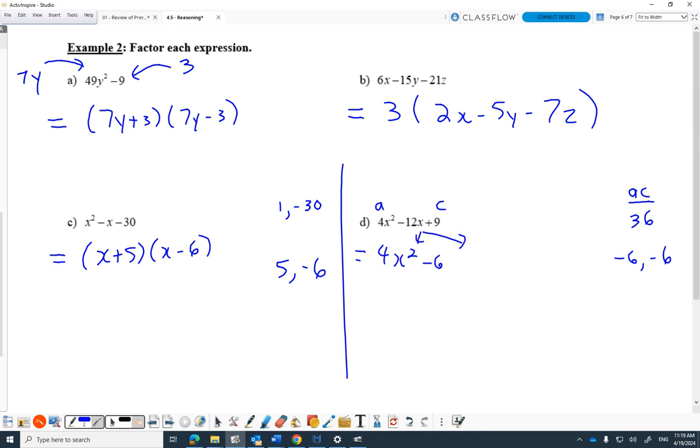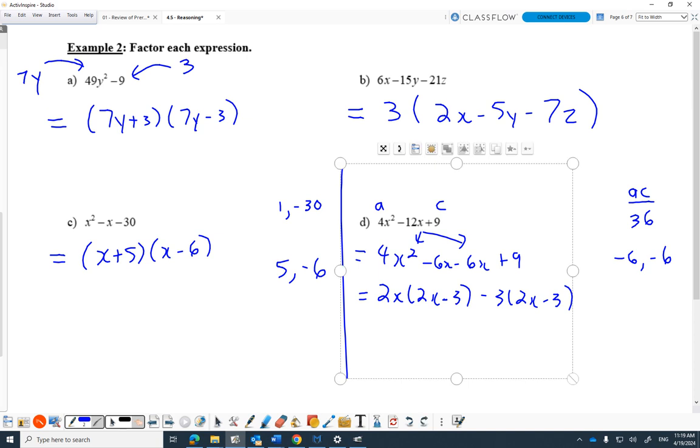Negative 12 breaks into negative 6 and negative 6. Disorienting that it's the same thing. Then someone, in their own words, tell me what you do next. Yeah, common factor of the first pair, which is weird. And the second pair. And if you've done it right, you get the same bracket in each one.